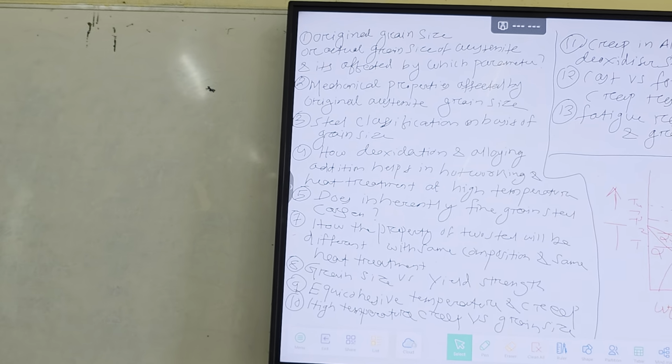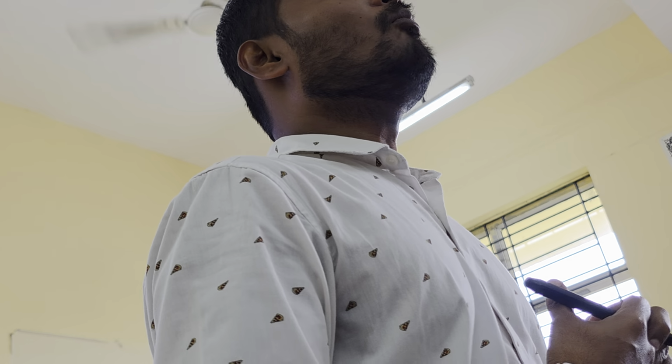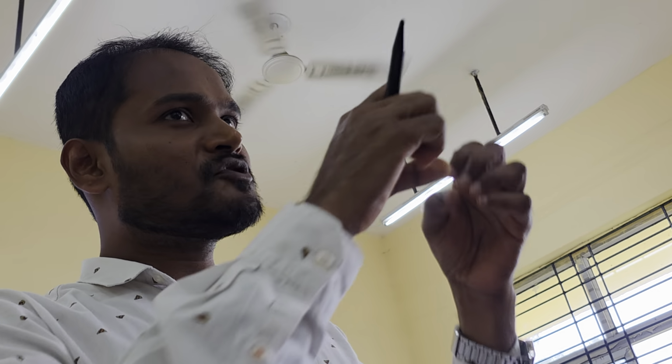Gears, rolls. Basically, toughness is important where there is impact loading, where loading is impact and sudden. Like a bulletproof jacket, for example. The bullet is moving with very high velocity and high kinetic energy. The moment it strikes, the bulletproof jacket should absorb the energy without failing. But if it cannot absorb it, then the bullet will penetrate easily.